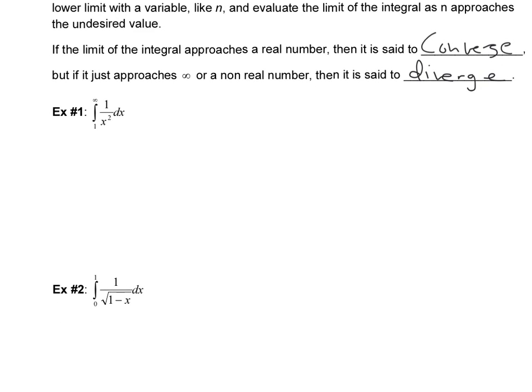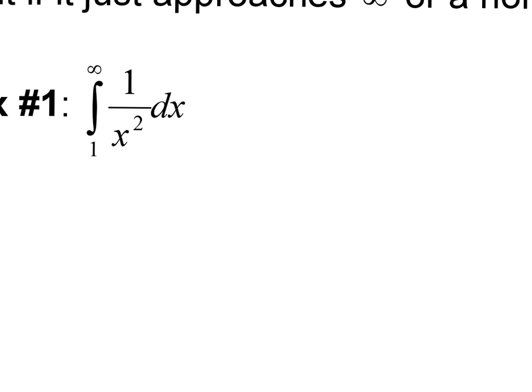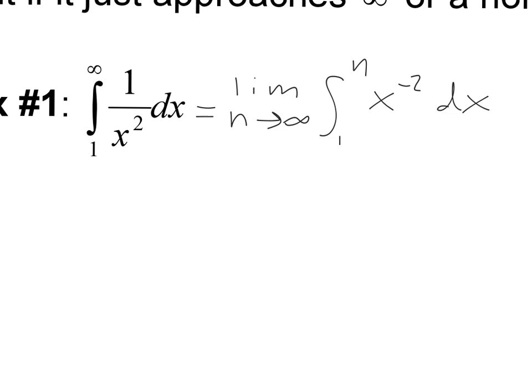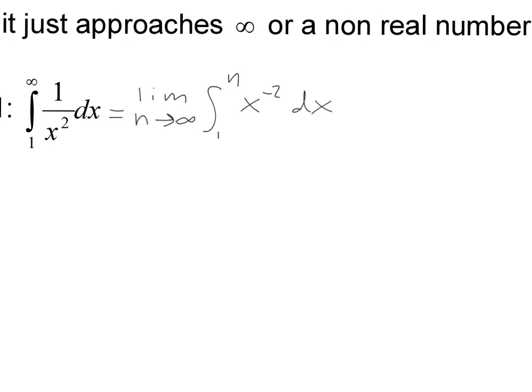So I have a couple examples here, and I'm just going to walk you through how we would do these. So remember, I said we can replace the undesired limit with an n. So I can say this is the same thing as 1 to n, but then I have to note that we're going to take the limit as n approaches infinity. Okay, and this is really like saying x to the -2 dx. Now I can evaluate this integral and then evaluate the limit at the end. So let's just kind of work it out.